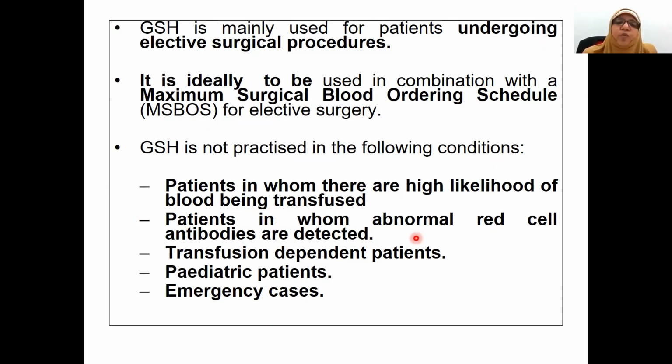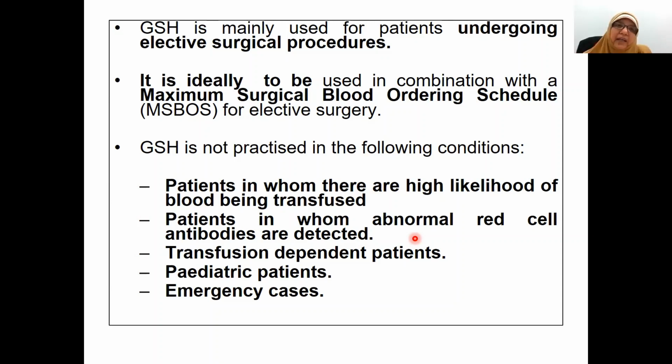Or you cannot do GSH in somebody who is known to have red cell antibodies, or who is known to have uncommon antibodies. For example, in somebody who's rhesus negative going for surgery, you cannot send GSH. You have to send group cross-match, because we don't keep rhesus negative in the stock. We have 1 or 2 for emergency use. Otherwise, we have to call the donor and collect the blood. So you cannot use GSH for this kind of situation.